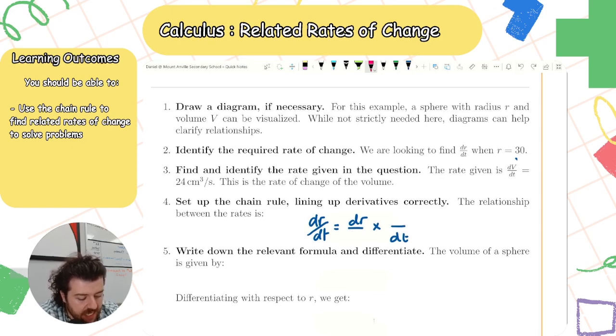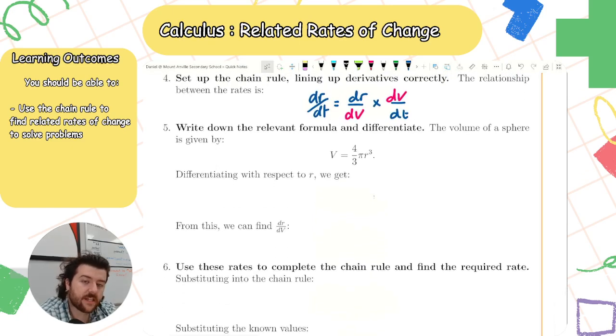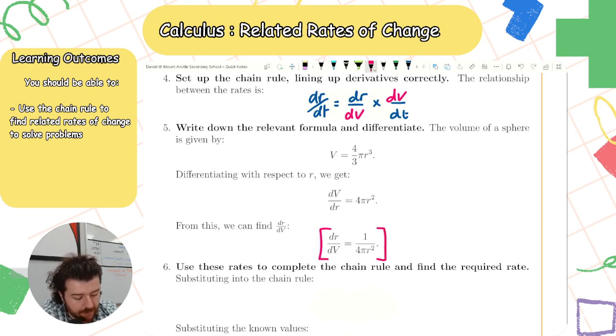And that missing link is actually going to be dV, because I already have dV/dt and dr/dV. Well, how can I find dr/dV? I know that the volume of a sphere is 4/3 πr³. If I differentiate that with respect to r, I get 4πr², and then I can flip it to find dr/dV. So that would be 1 over 4πr². And there we go, I found the last missing piece of my puzzle.